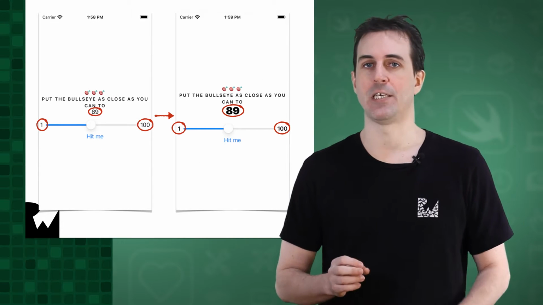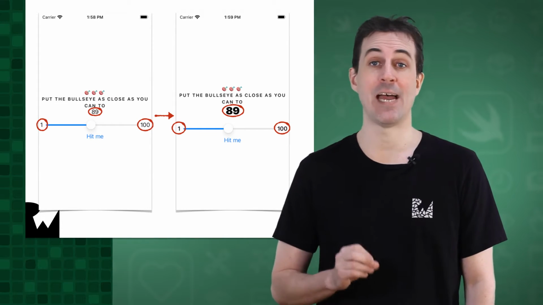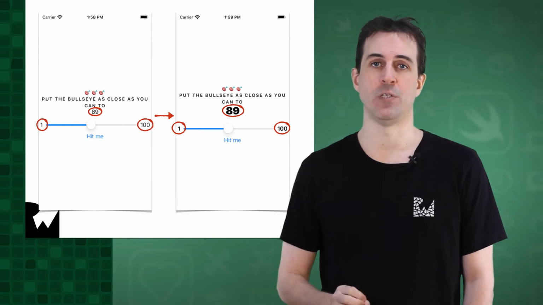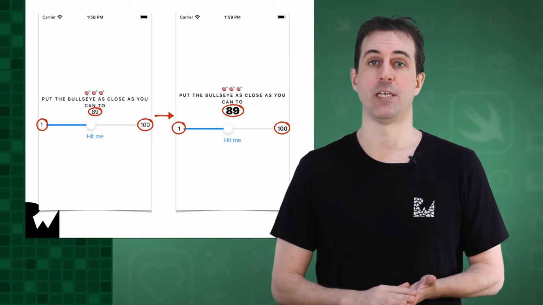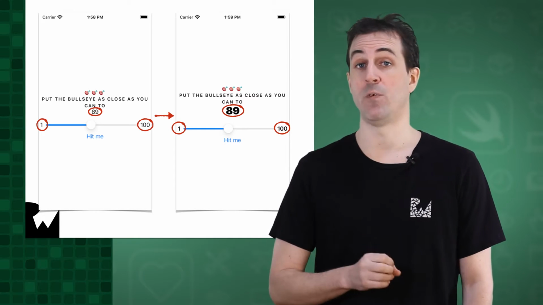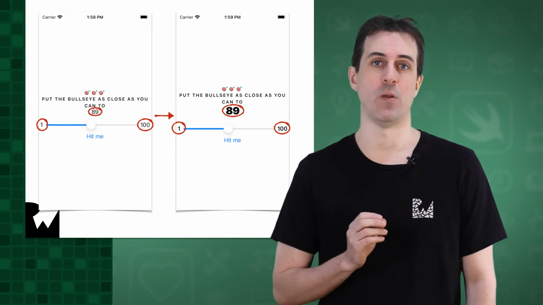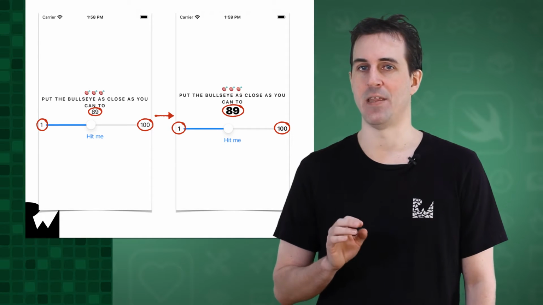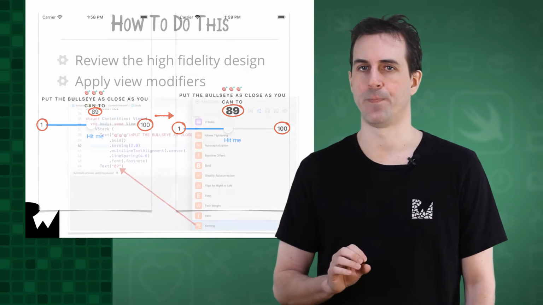Your challenge is to get some more practice with view modifiers by styling the rest of the text views in the app. There are three more text views that need to be styled. First, there's the text view for the target that currently reads 89. Next, there are the text views to the left and the right of the slider that read 1 and 100. Note that you don't need to style the text inside the button because we're going to do that together later.